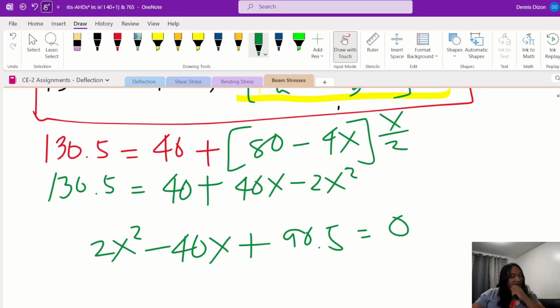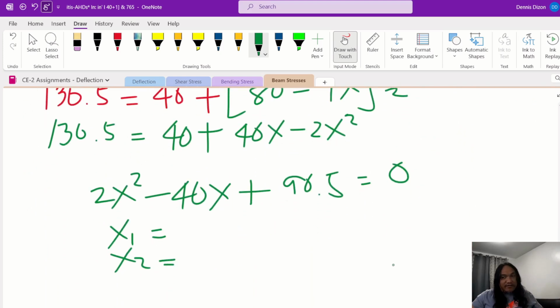So this is a quadratic equation, and with it we have two values of x: x1 and x2. We can use the quadratic formula, but we'll just use a calculator to make it faster. So A is 2, B is minus 40, and C is 90.5.